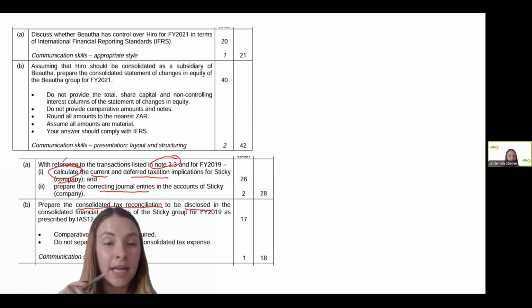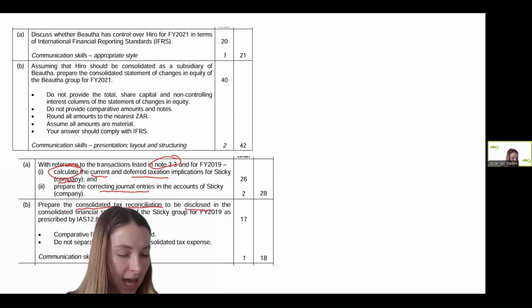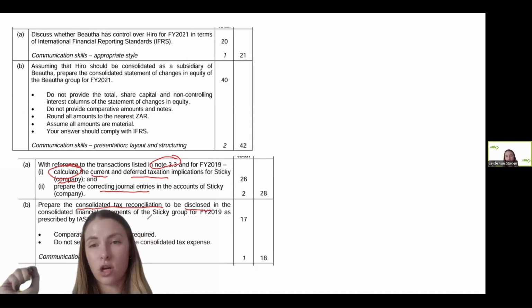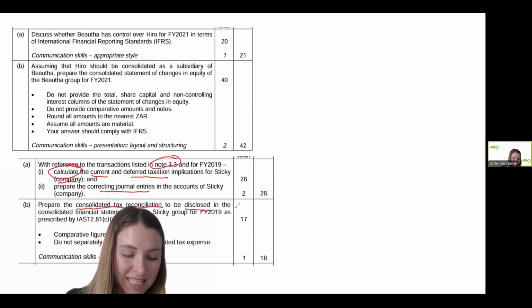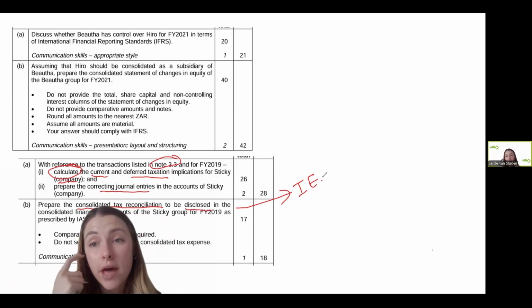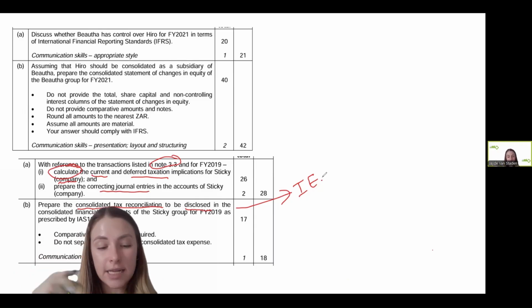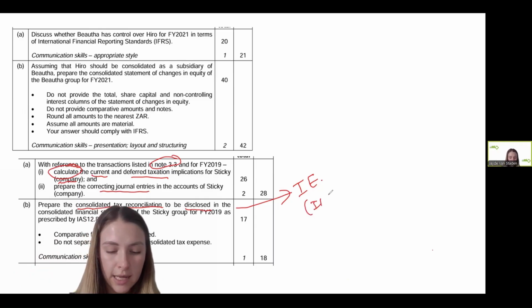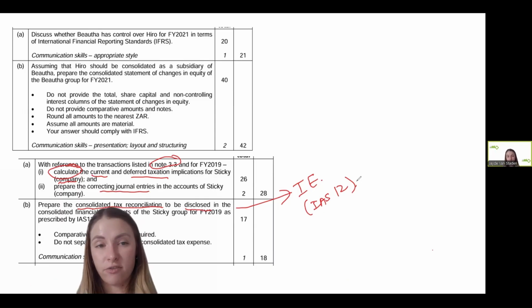The next required is asking you for the tax reconciliation that is disclosed in the consolidated financial statements, which means, again, you are going to look at your illustrative examples book for what goes into that tax reconciliation. Okay, it gives really, really nice examples. So look in IAS 12 of your illustrative examples, and it's going to give you really, really nice information.